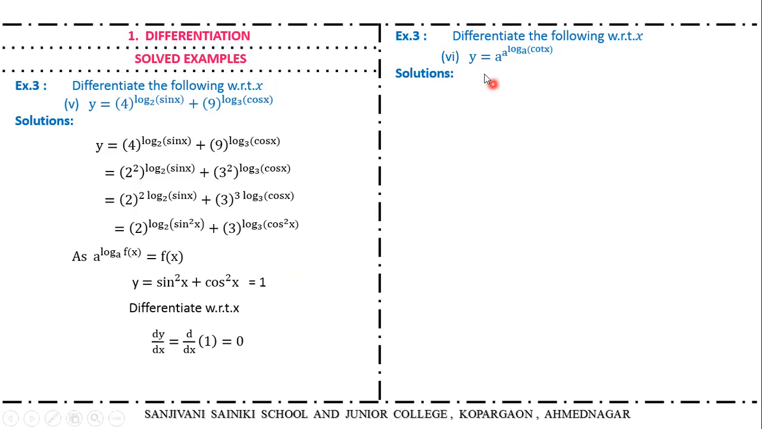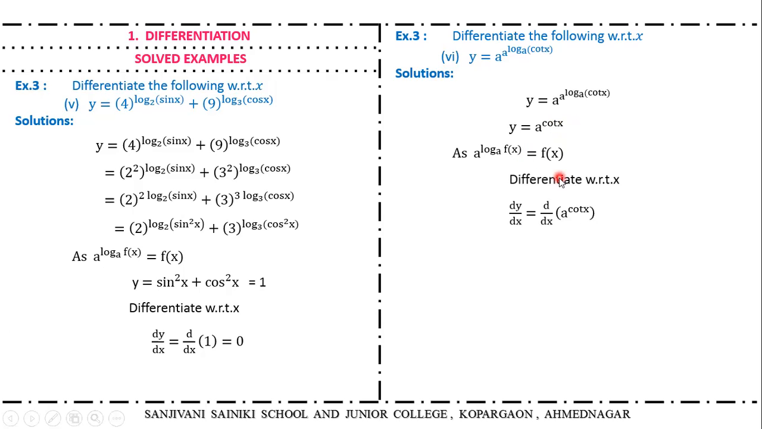The third example: y is equal to a raised to log of cot x to the base a. Here also it is the simplest function. Just simplify it. A raised to log of cot x to the base a. Their bases are the same, so we will use the same law again. I will write it as f of x. So instead of writing a raised to log of cot x to the base a, I will simply write cot x. So I get a raised to cot x.